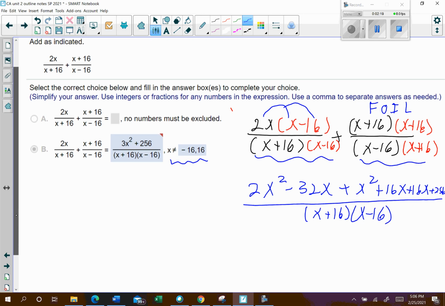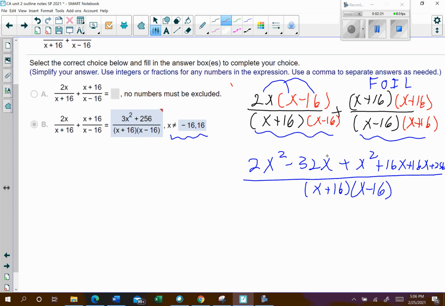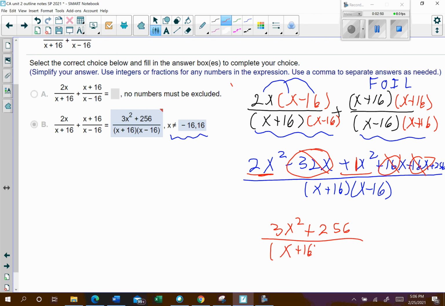Okay. And then what we'll do here is combine our like terms. So we have 2x squared here, and we have a 1x squared here, so that'll give us 3x squared. Then we have a minus 32x, and then a plus 16x plus 16x. If you add that all together, they all cancel each other out, actually. A minus 32x, and then plus 16 plus 16, so those all cancel out. And that leaves us with the plus 256, all over our x plus 16, x minus 16. And that's how we get our answer here.